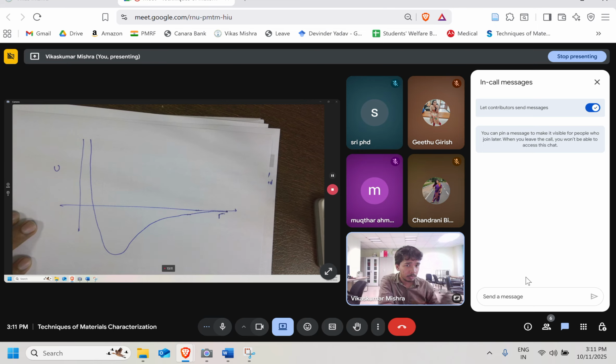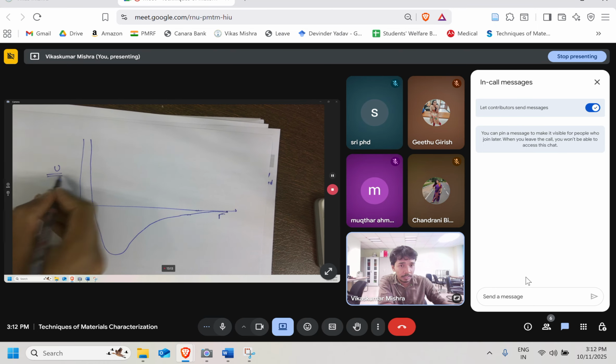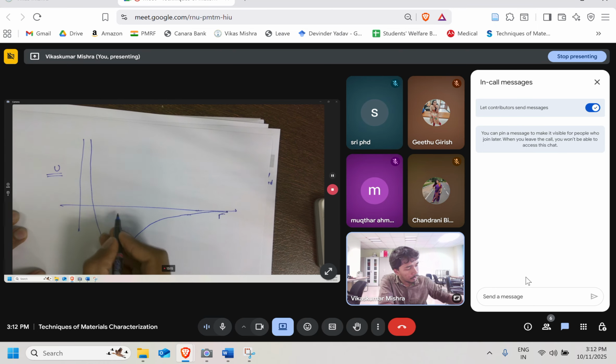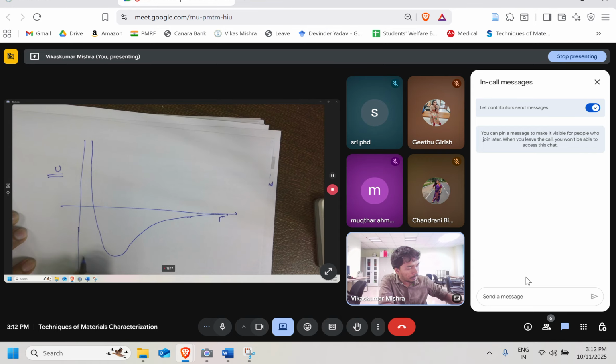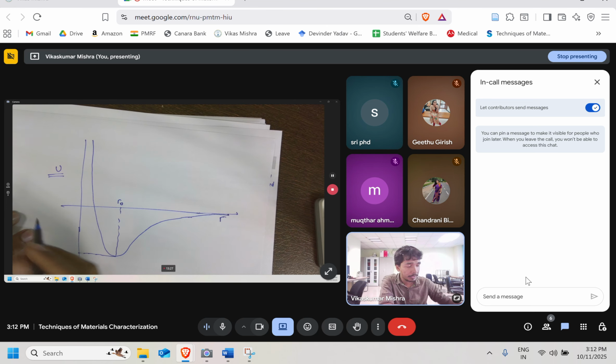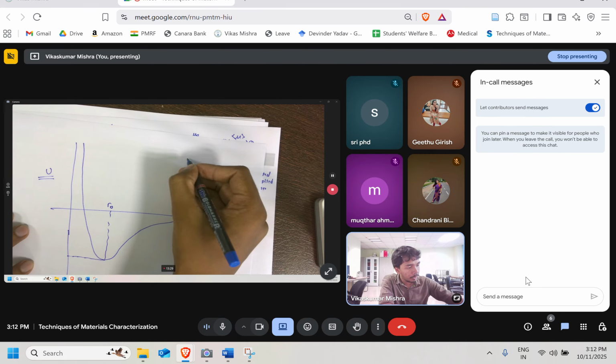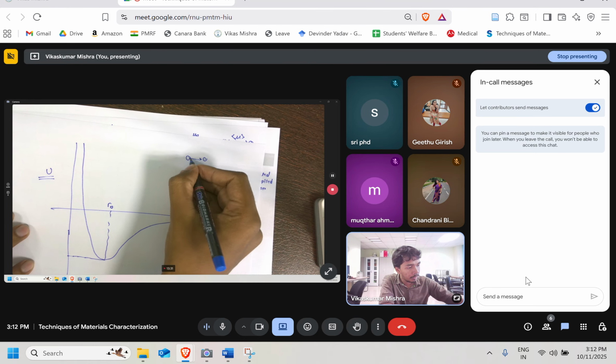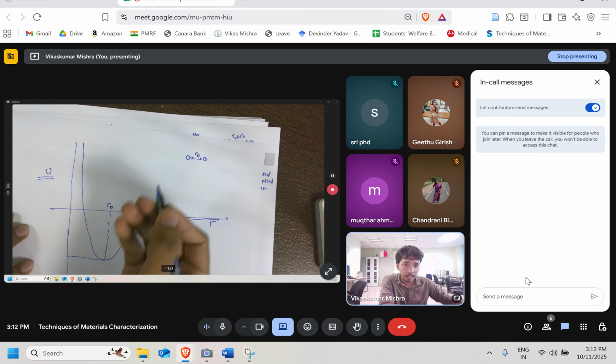Okay, so this is a potential energy curve, and we can see that the maximum potential is occurring at some particular r naught. Now let's say I increase the temperature. Initially two atoms are sitting at the distance of r naught. If I increase the temperature, what will happen?